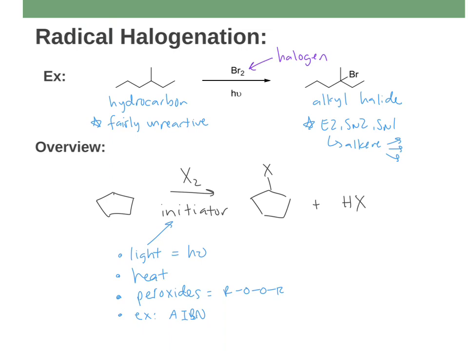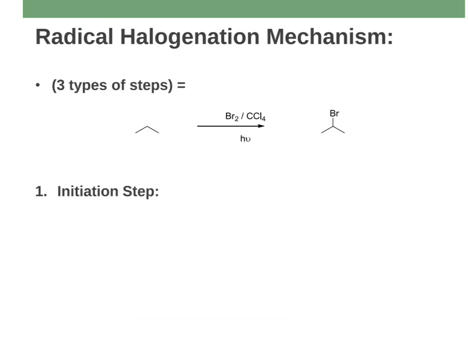So these solutions get acidic. If you're doing chlorine, it's going to be hydrochloric acid, or bromine, it's going to be hydrobromic acid. So that's your overview for the radical halogenation. Again, you start with the hydrocarbon, and you end with an alkyl halide. That's what we're looking for.